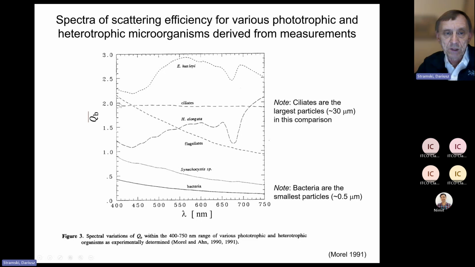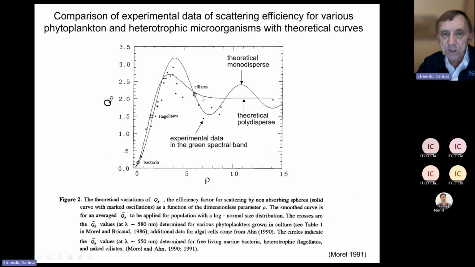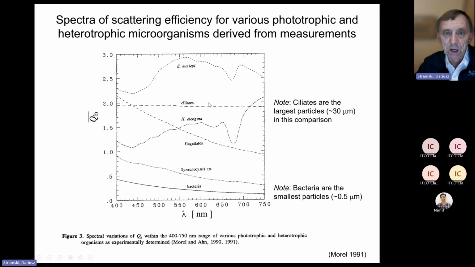Maybe let's start with ciliates. This is a flat spectrum. So what happens here is that the spectrum is located along this portion of the theoretical curve, and the efficiency is close to 2. That's exactly what we see here in experimental data. And now we have 2 other very interesting examples of 2 different phytoplankton species that have different sizes.